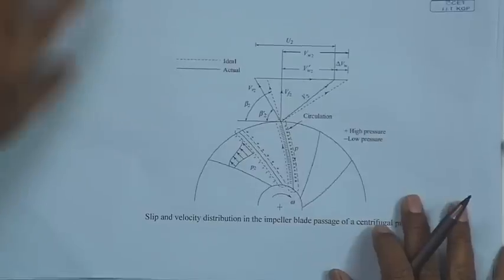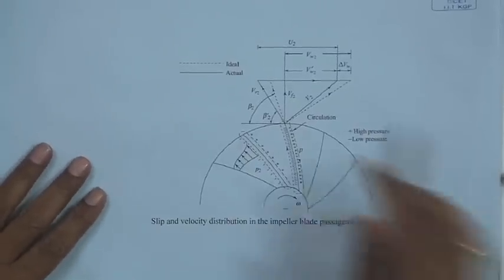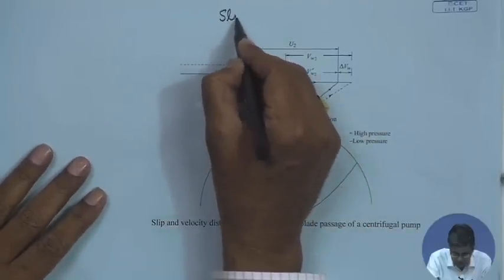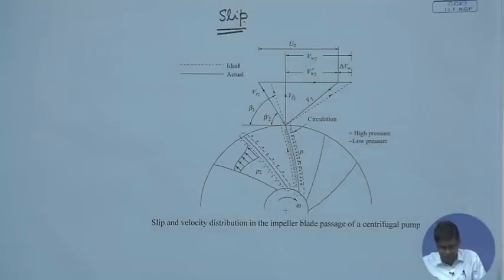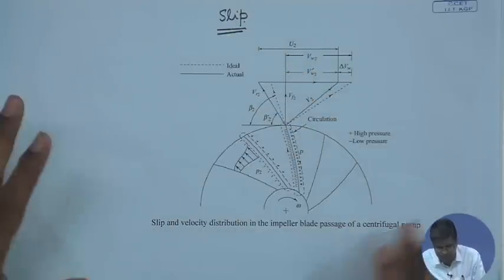Now, next I will tell you one very important phenomenon, that is known as slip, in centrifugal pumps. The phenomenon is like that. Before that, I tell you, under many circumstances it is found that the velocity of flow, even at the design condition, is not matching with that of the blade outlet angle, and there is a fall short of that.